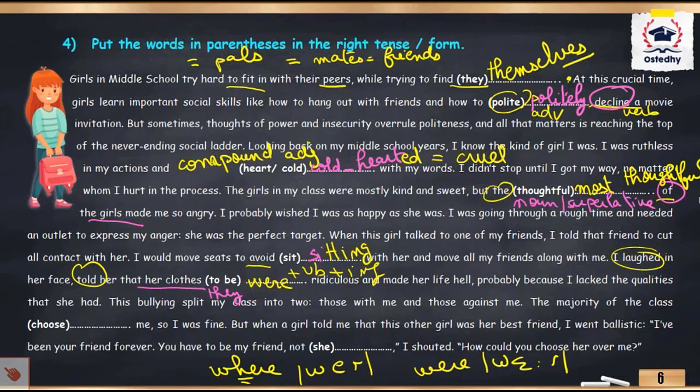Anyway, let's move to the last one before the last. So the majority of the class, you have the verb choose. So I need to conjugate. So what do I write there? With one O. Absolutely. So instead of two O's, I will simply write one O. That's an irregular verb. And you have to be my friend, not what? Not her friend, that means not hers. You have to be my friend and not hers. That's what we normally say.